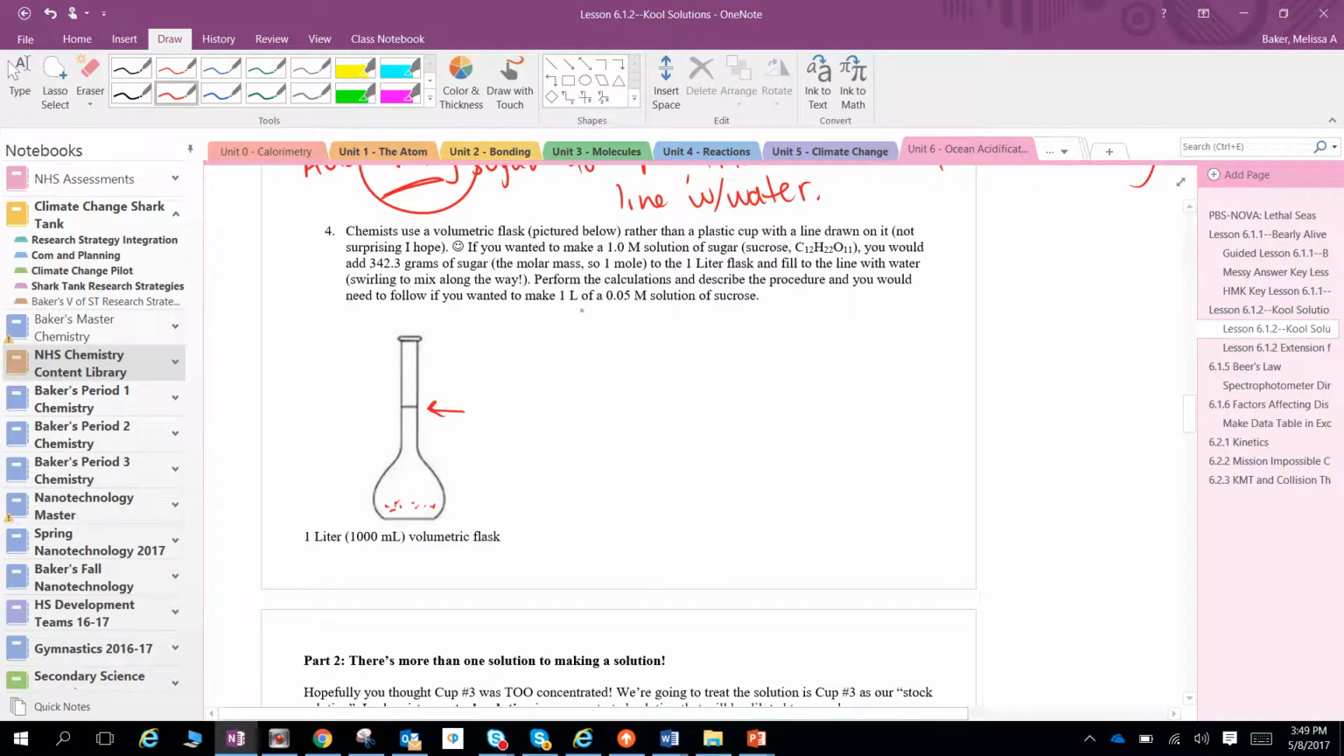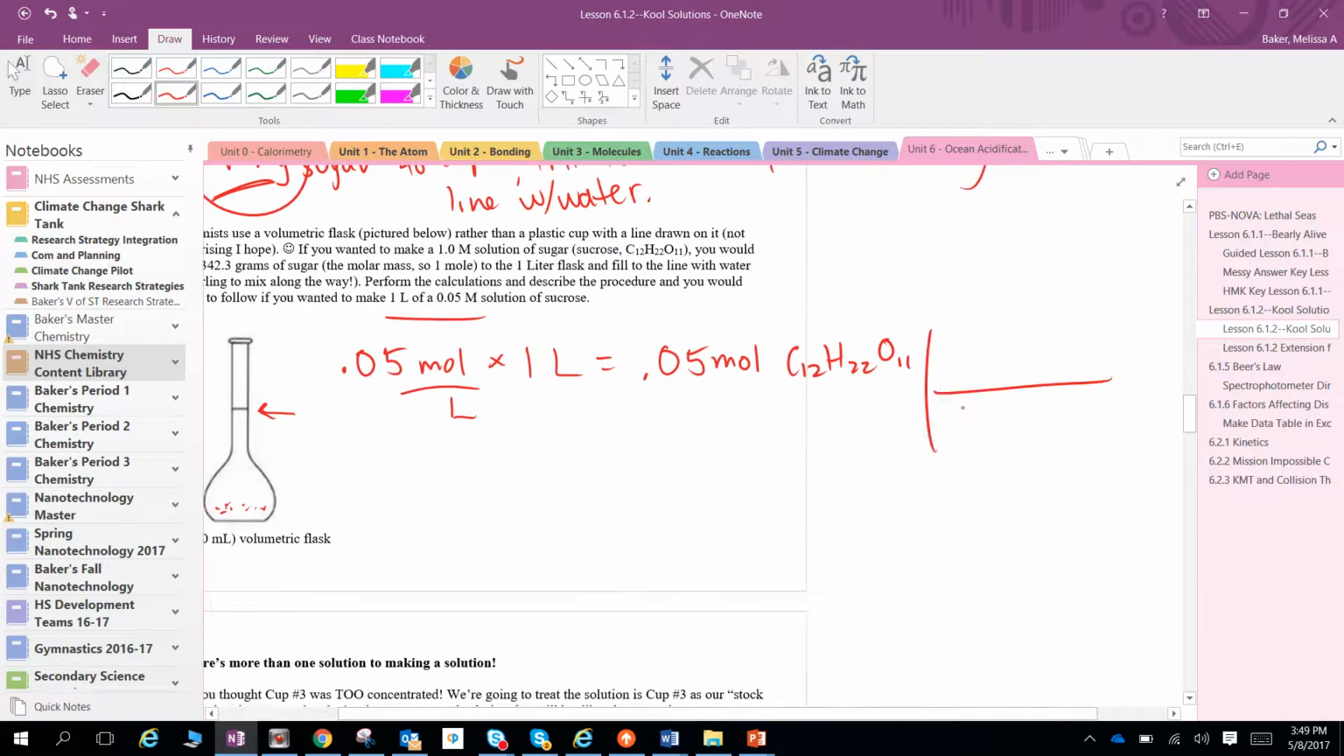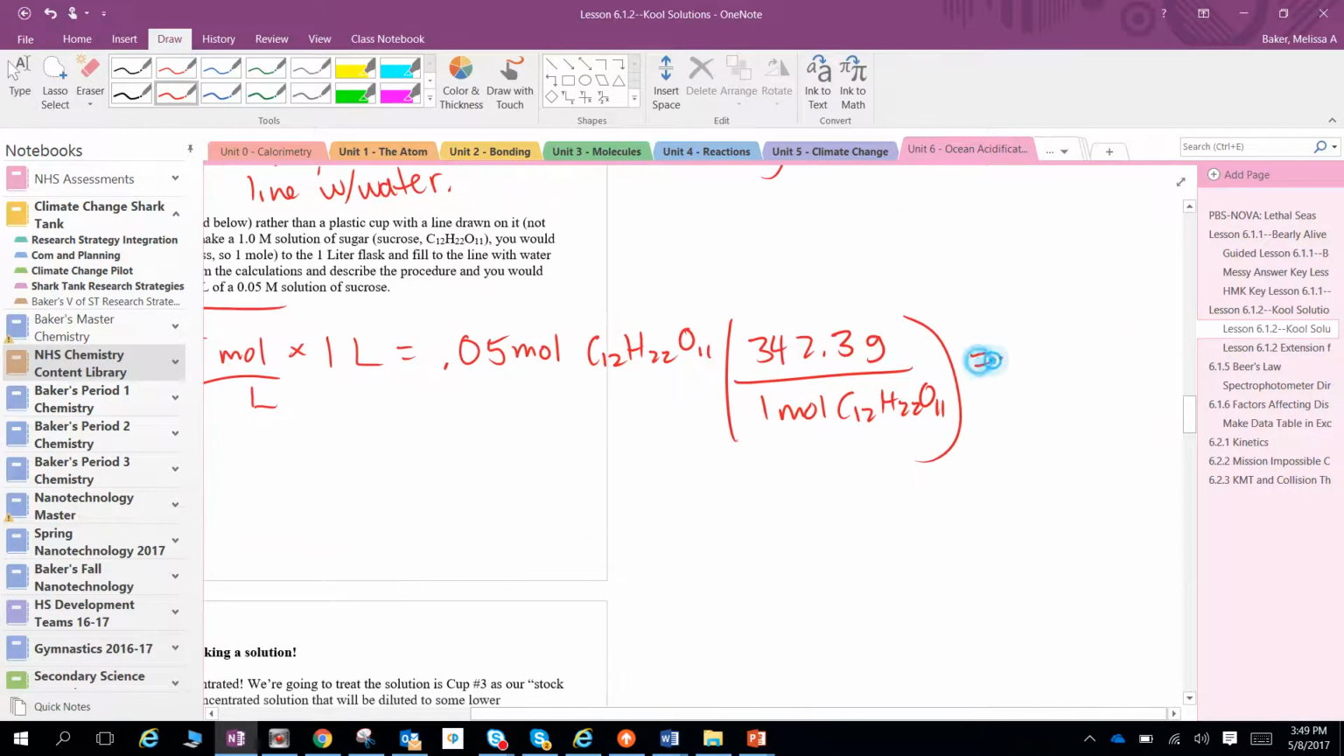So this question says, what if I want to make a 0.05 moles per liter solution, and I want to make 1 liter of it? So I want 0.05 moles of my sucrose. How am I going to do this? Well, again, I know 1 mole of the sucrose is equal to 342.3 grams. So I'm going to need to multiply to figure out that I need 17.1 grams.